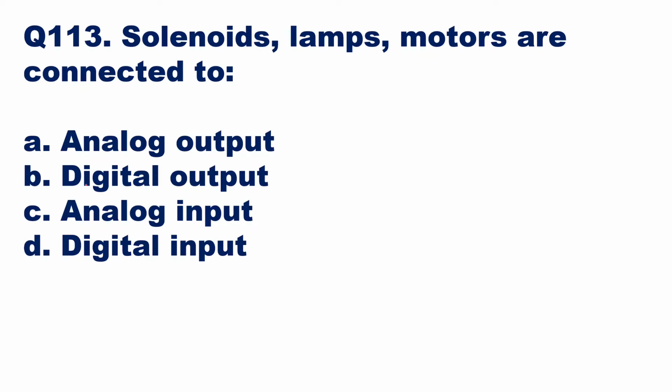Solenoids, lamps, motors. These output devices are connected to what? Analog output, digital output, analog input or digital input. Obviously, it is digital output. So after the CPU, whatever indications you're going to get for the output devices, those will go to either solenoids or lamps or motors and they are connected to digital output. So option B is the right answer here, digital output.